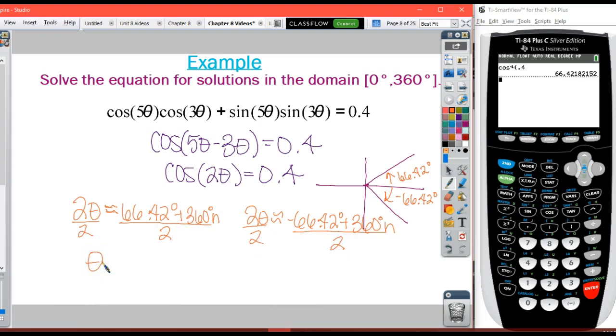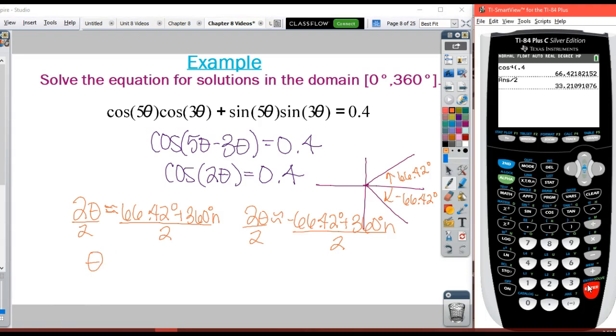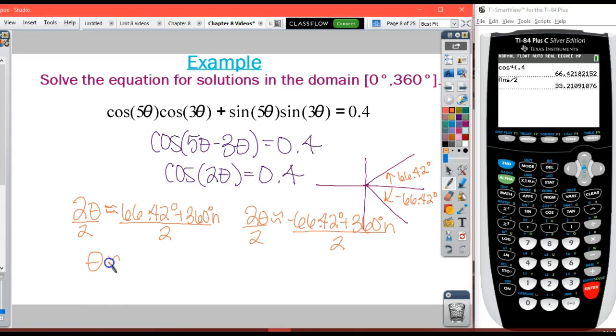So I'm going to take that 66.42, divide by 2, and we end up getting about 33.21 plus 180n. Theta would then equal negative 33.211 degrees plus 180n. So I found 2 of the answers. Nope, scratch that. I found 1 of the answers because my domain doesn't want negative solutions. So I'm going to go ahead and start with this positive one and add 180.